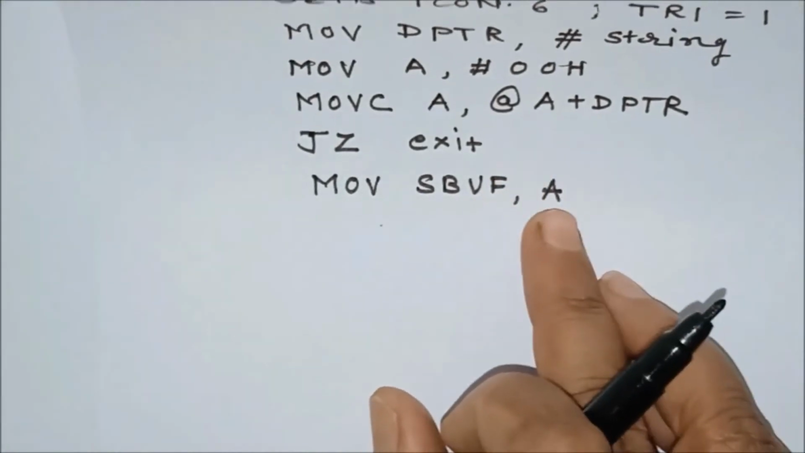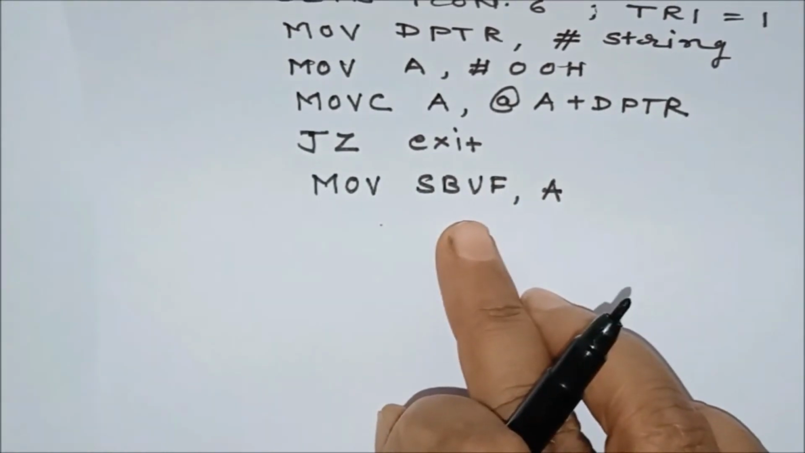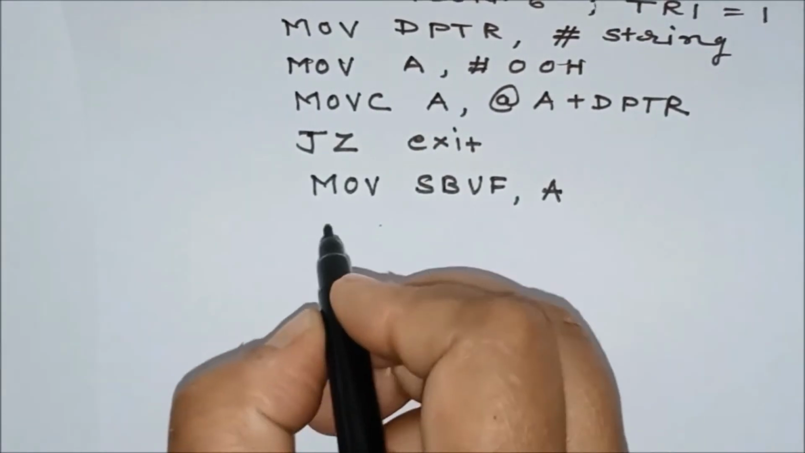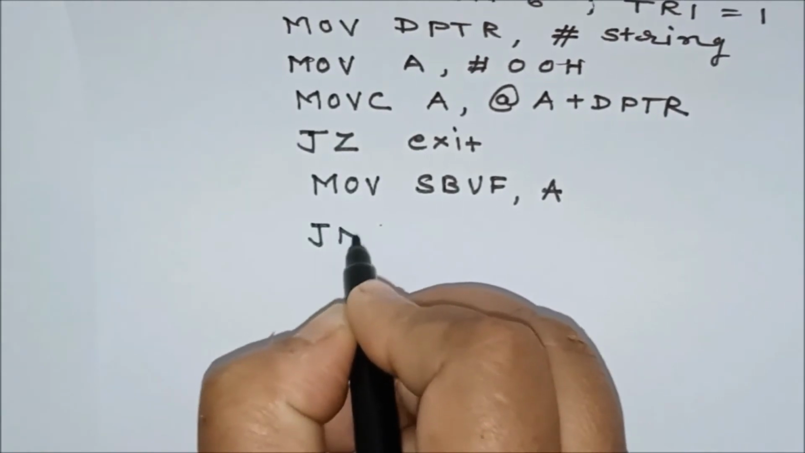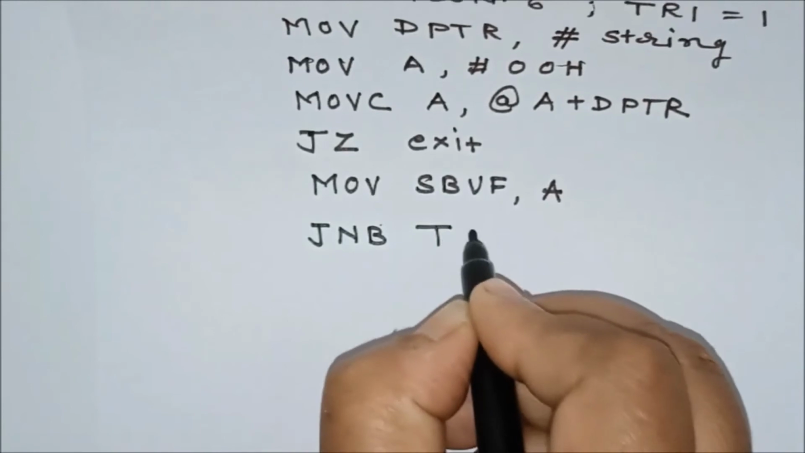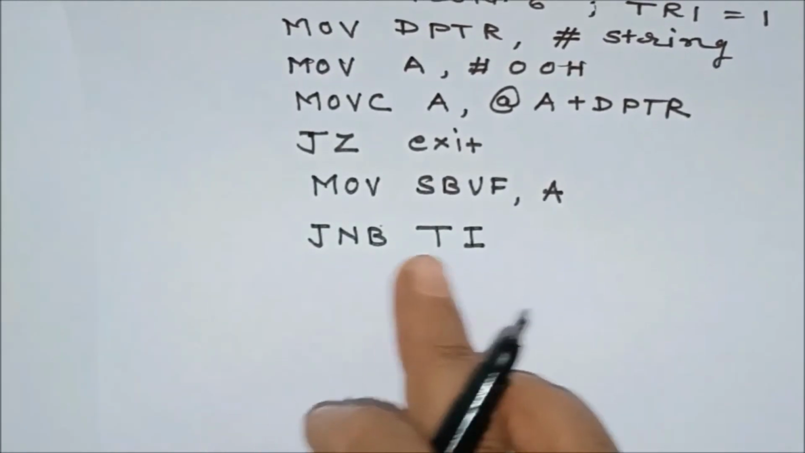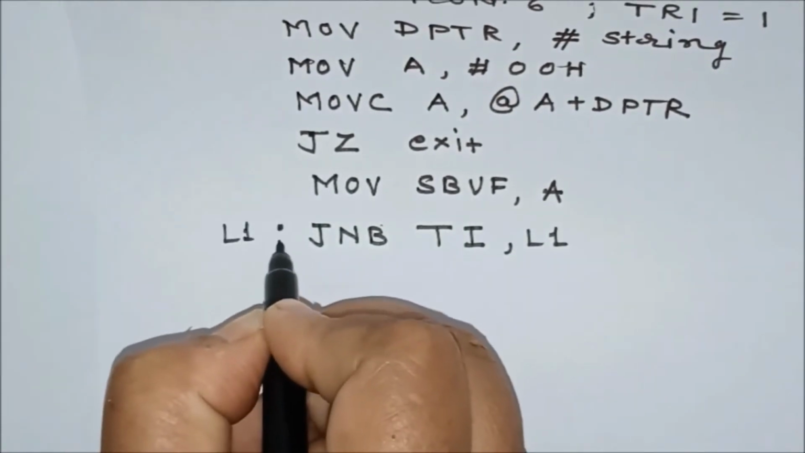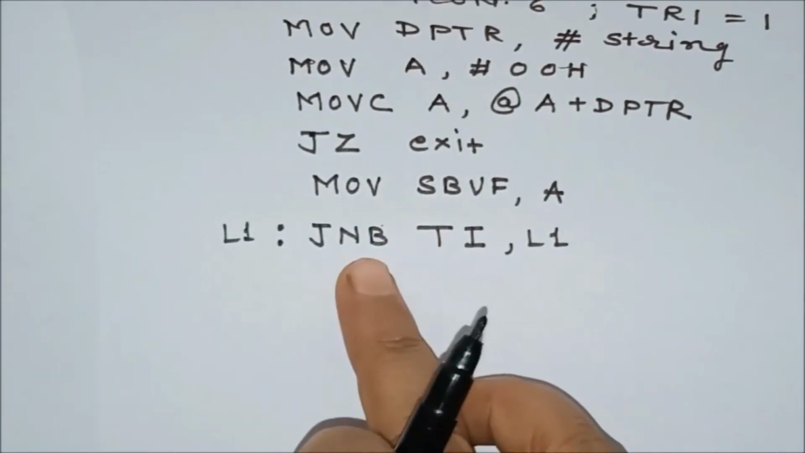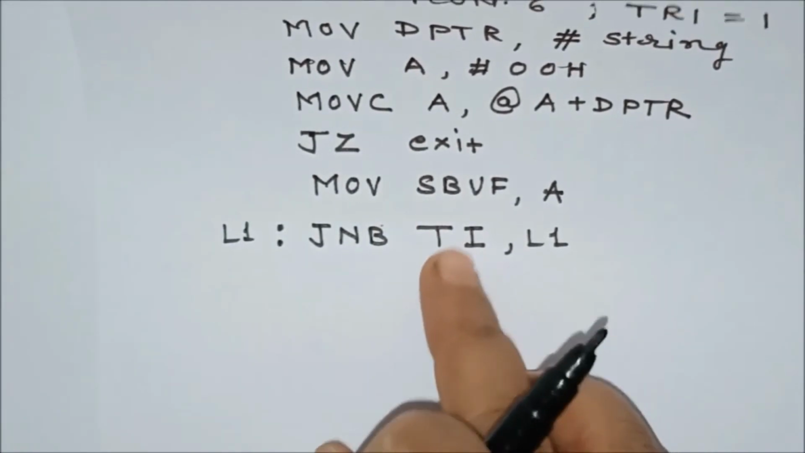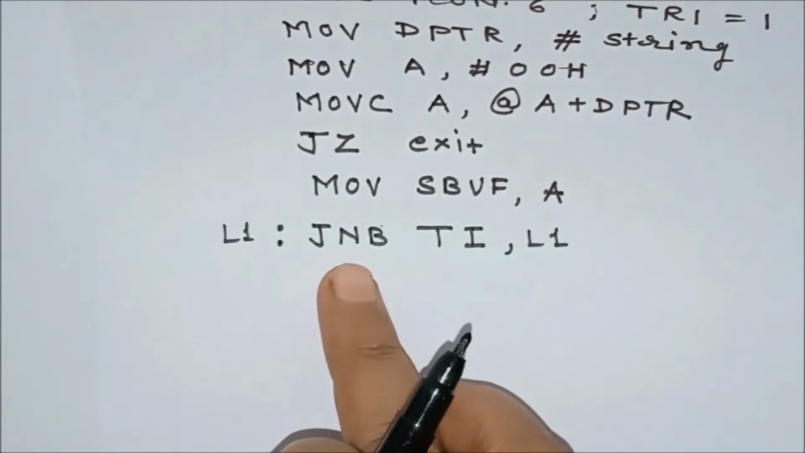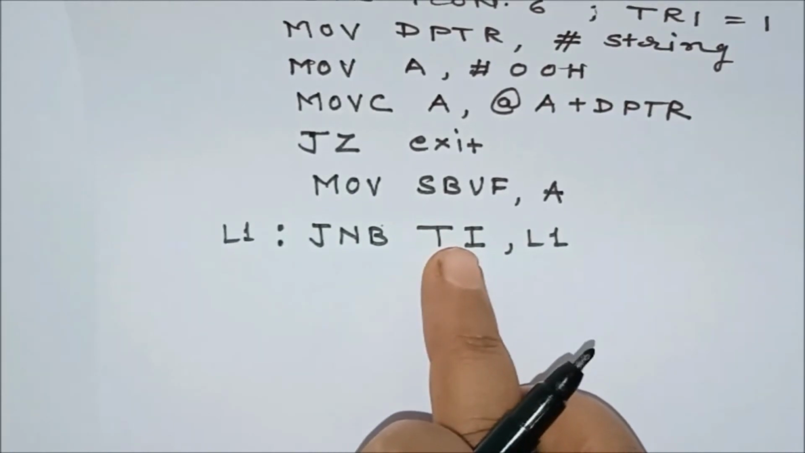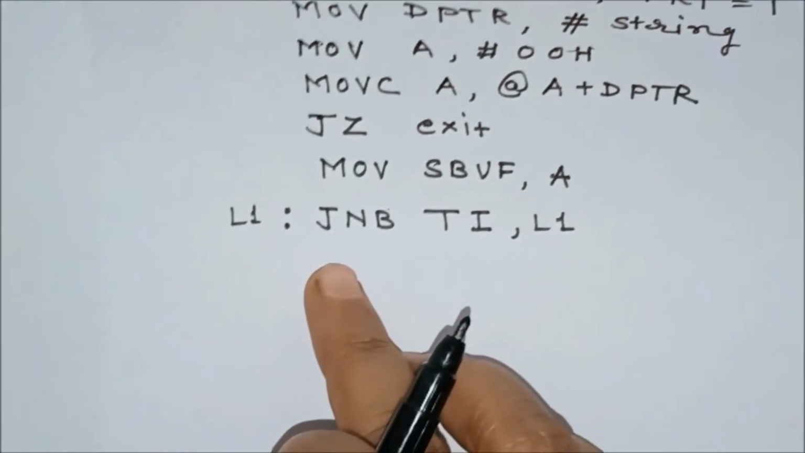Now after complete transmission of the 8 bits of the first character, the controller will automatically set the transmit interrupt bit. We are using the polling method, so we continuously check this transmit interrupt bit, that is the TI bit. So I'll write here JNB TI, L1. The L1 label will be given to the same instruction. If TI is 0, that means the character is not transmitted, and it will continuously execute this instruction. If the character is transmitted completely, then the TI bit will be set to 1 and it will execute the next instruction.